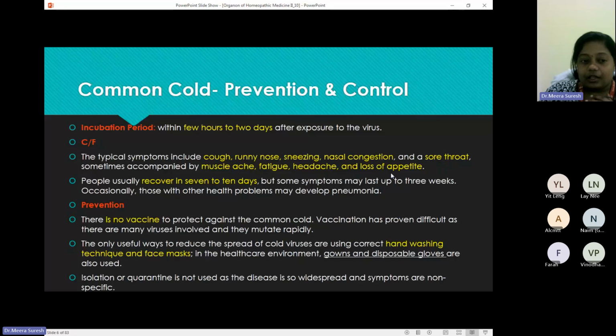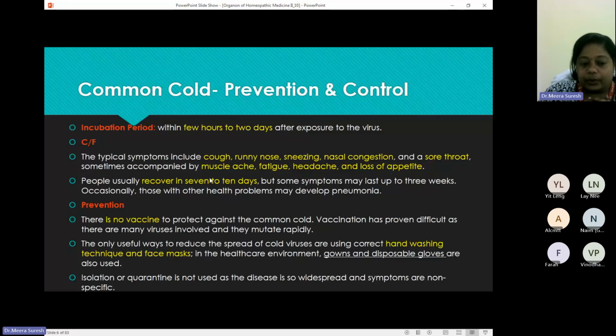Vinod, we just started the class. So this is about viral infections, the common ones, and how to prevent them. We just started with the common cold, and we're mentioning its clinical features.